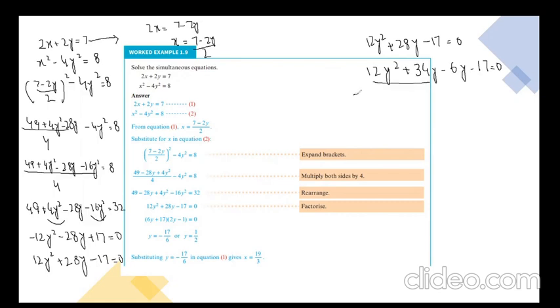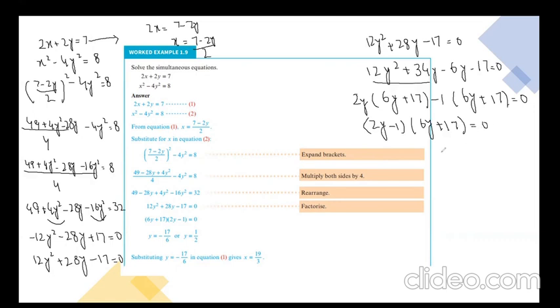Taking common, in this case, the common is 2y. So it must be 6y plus 17, and then minus 1. So it must be 6y plus 17 equals to 0. So this must be 2y minus 1 and 6y plus 17 are the factors. So 2y minus 1 equals to 0. So 2y equals to 1 and y equals to 1 by 2.